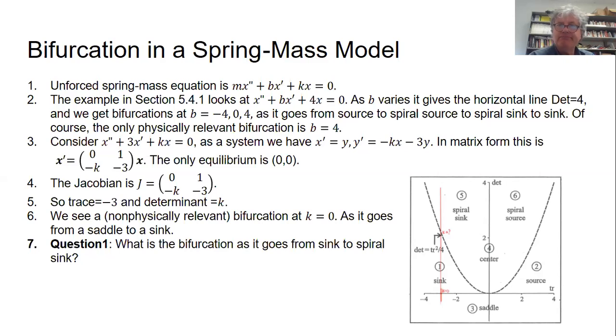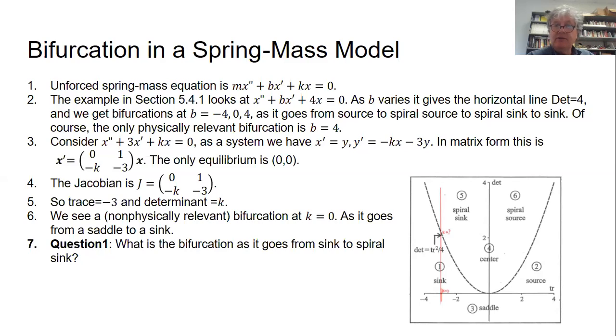So just to give you another example, let's look at x double prime plus 3x prime plus kx equals 0. So we turn that into a system in the standard way. X prime equals y, where y is the second derivative, so y prime equals minus kx minus 3y. So we put that in matrix form. We know the only equilibrium is the origin, it's a linear system. The Jacobian is the matrix itself, right? Because if you linearize something which is linear, you get the linear system back. So we see the trace is -3 and the determinant is k.